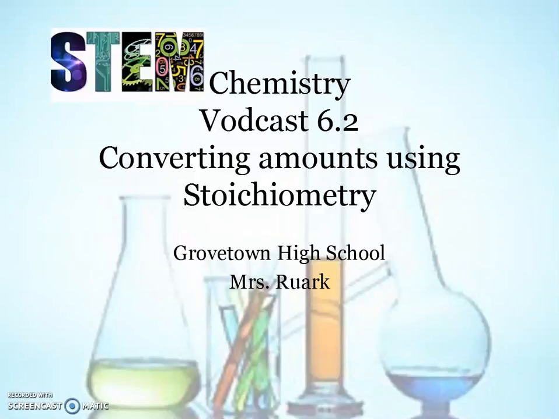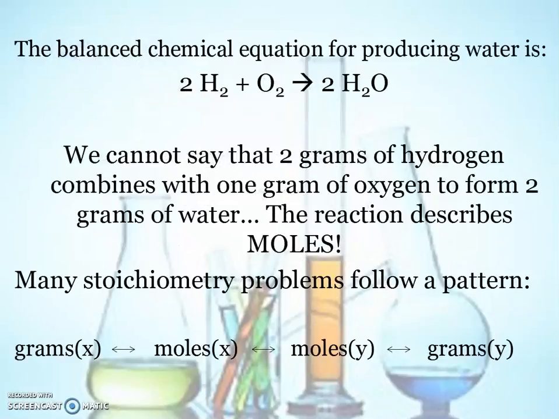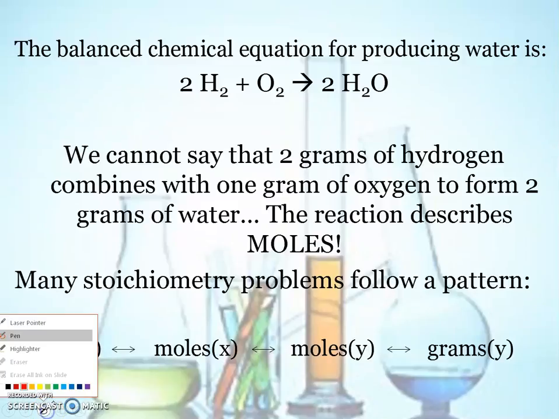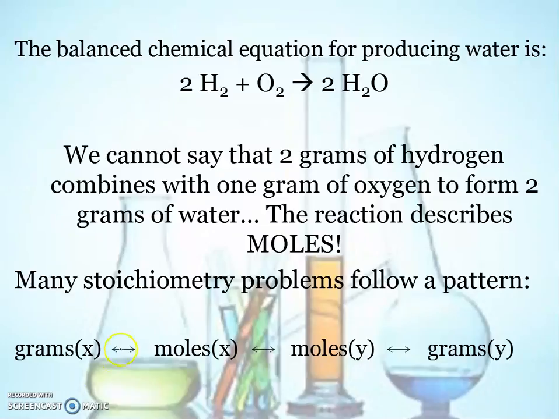This is podcast 6.2, where we're going to talk about how we use stoichiometry. Now, you got a little taste of it in the last one, but we'll dive in a little bit more. The balanced chemical equation for producing water is as follows: two hydrogens and one oxygen come together in the perfect combination to form two waters. We cannot say that 2 grams of hydrogen combine with 1 gram of oxygen to form 2 grams of water. The reaction here is describing moles or particles.